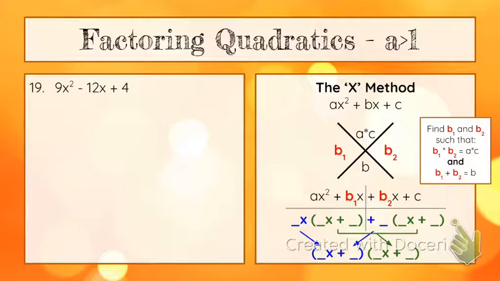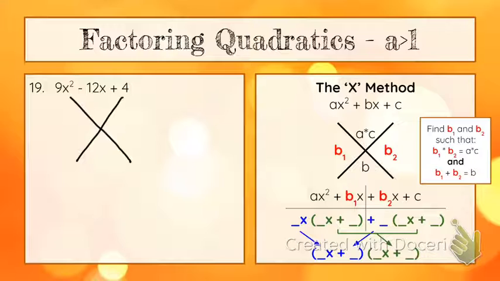All right. Let's try another one. Okay, so first we check for a greatest common factor. 9, 12, and 4 do not have any common factors. And then there's no x in this term, so we can't take any variables out either. So there's no common factor, so we can just go ahead and begin.